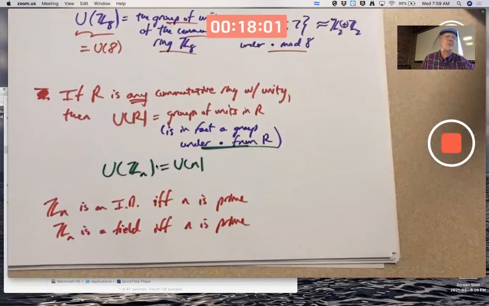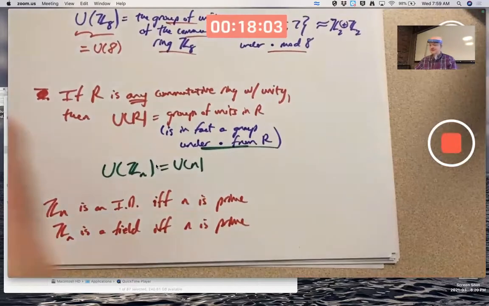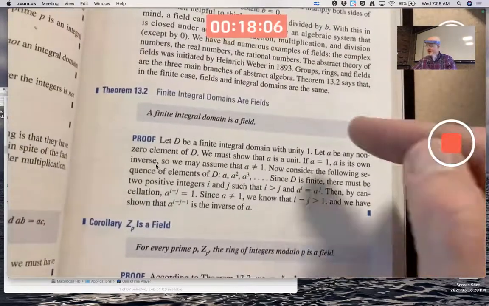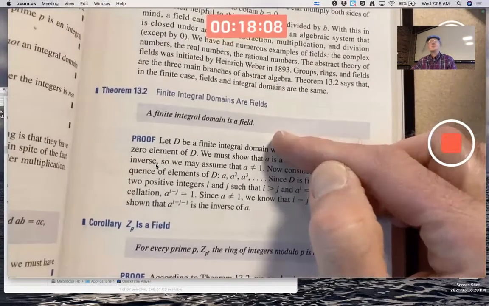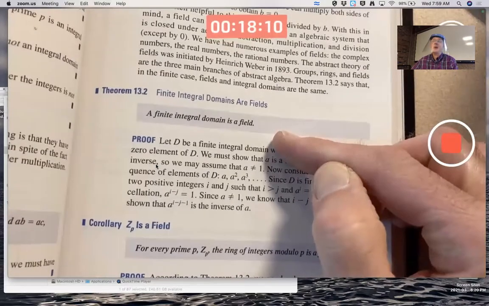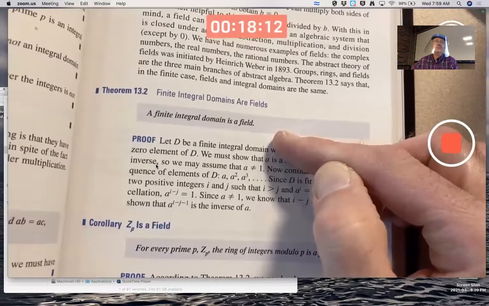Well, they are the same when the ring is finite. A finite integral domain is a field. Certainly every field, finite or infinite, is an integral domain. Certainly every field has no zero divisors.